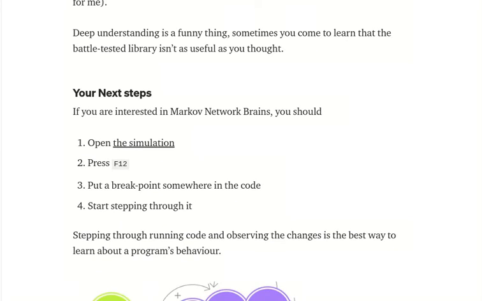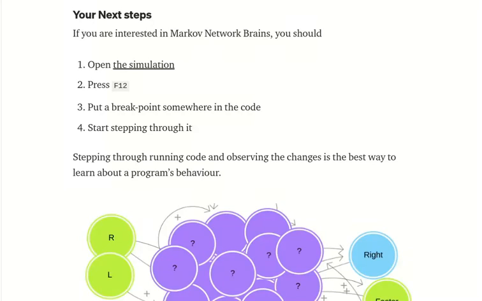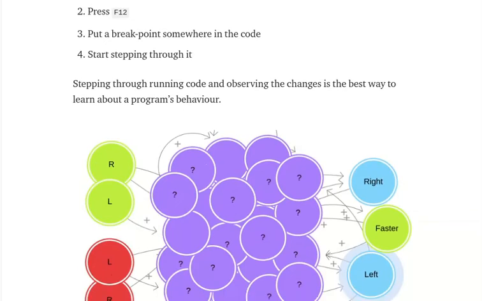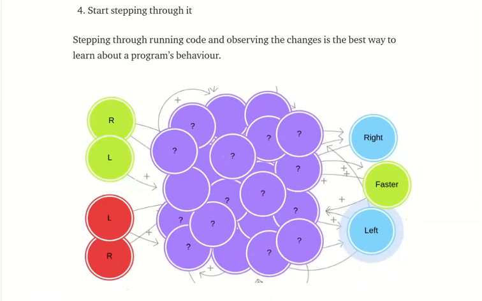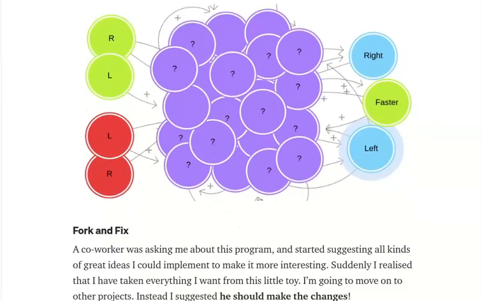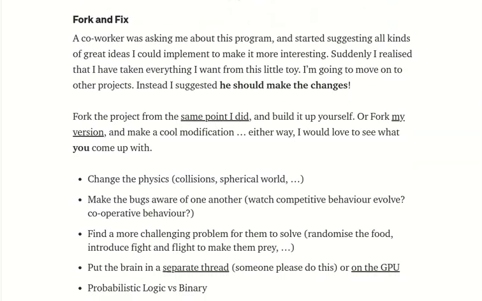If you're interested in Markov Network Brains, you should, one, open the simulation, press F12, put a break somewhere in the code, and start stepping through it. Stepping through running code and observing the changes is the best way to learn about a program's behavior. You should also fork and fix the code.